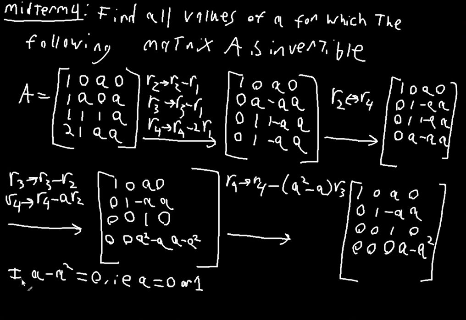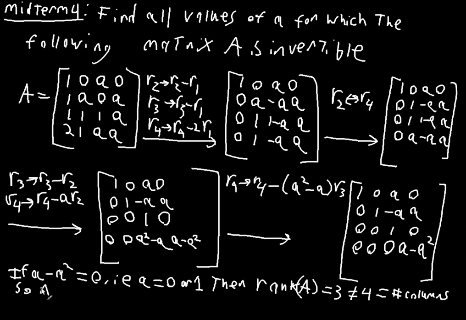Okay? So if this equals 0, i.e. A equals 0 or 1, then the rank of A, big A, equals 3, which does not equal 4, which would give us full rank. This is equal to, for example, like the number of columns. Okay. So A would not be invertible.